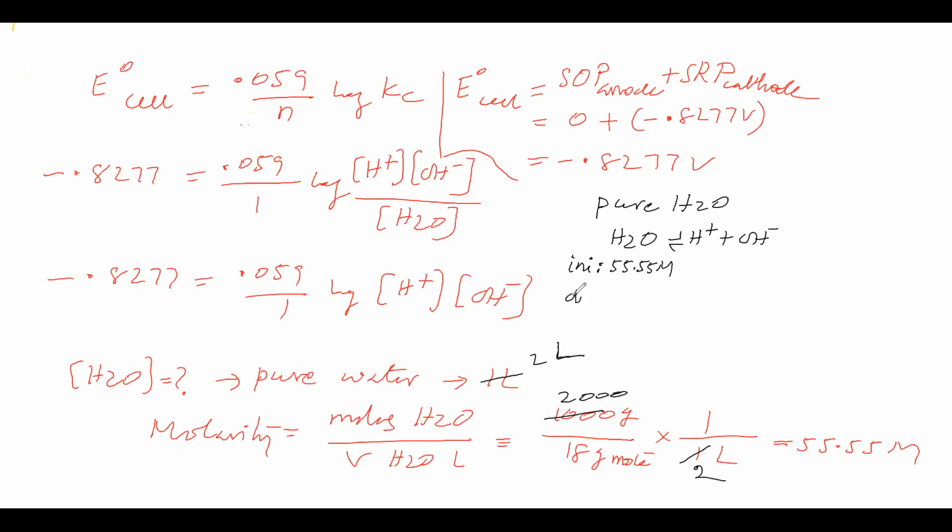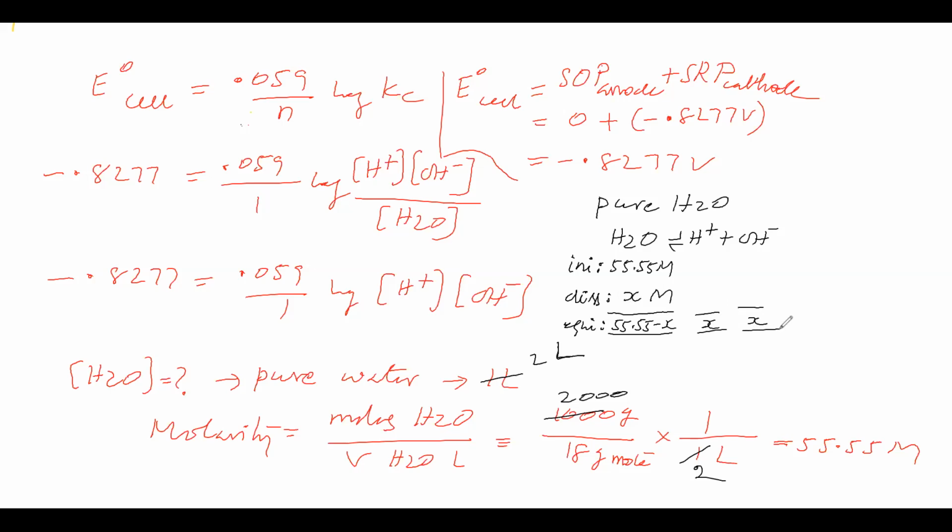It is undergoing dissociation, say X molar is undergoing dissociation. Pure water is a bad conductor of electricity, which indicates that it is not undergoing complete ionization, so it is undergoing partial ionization. So at equilibrium, 55.55 minus X molar of water will be there, H plus is X molar, and OH minus is X molar.